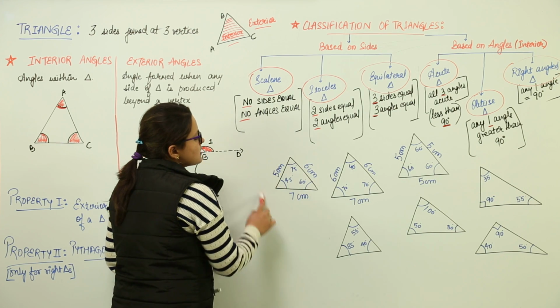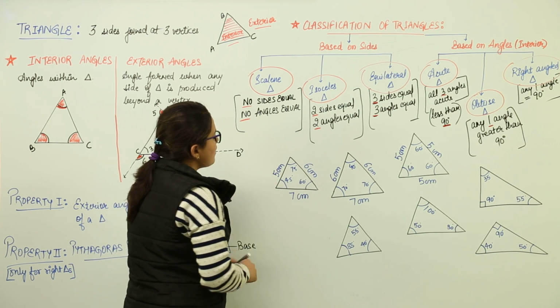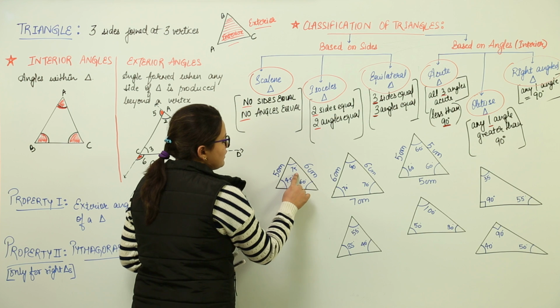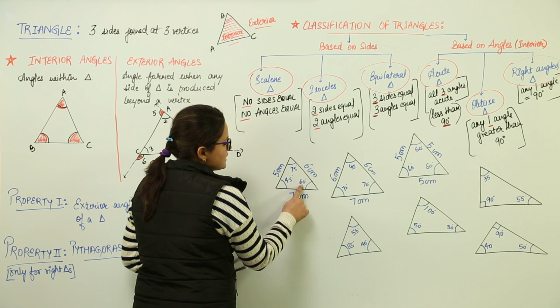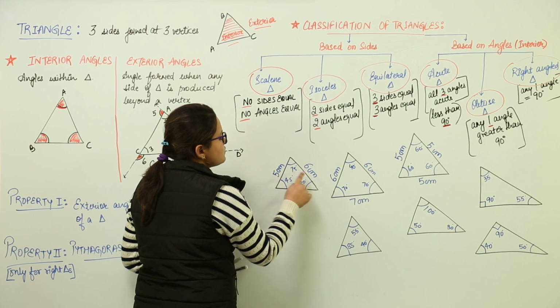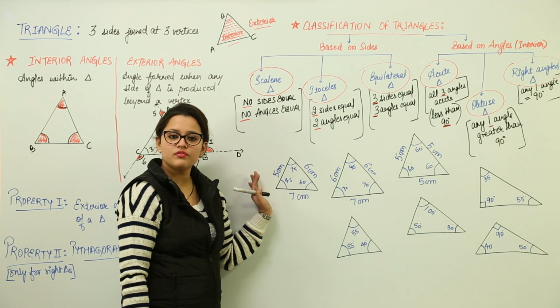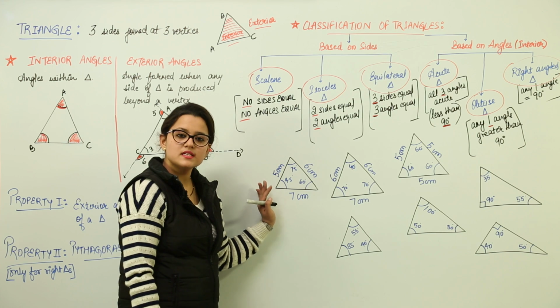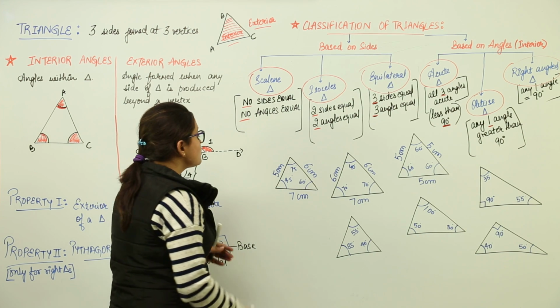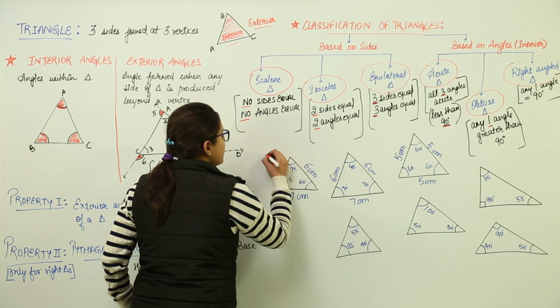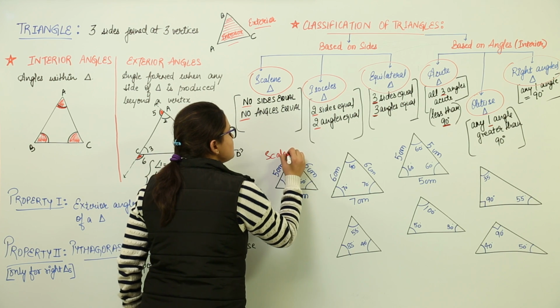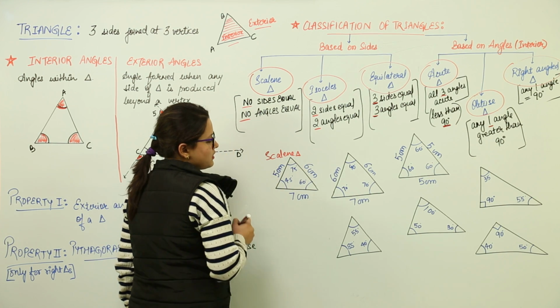So first of all, let us consider the first one. Here we have the three angles as 75, 45 and 60, and the three sides are 5, 6 and 7 centimeters. That means all the three angles are having different measurements and all the three sides are also having different measurements. So this means this forms the scalene triangle, right? So I'll write scalene triangle on this.